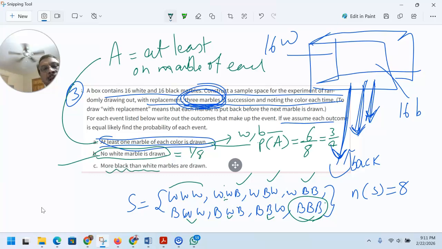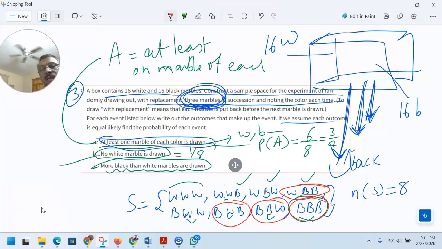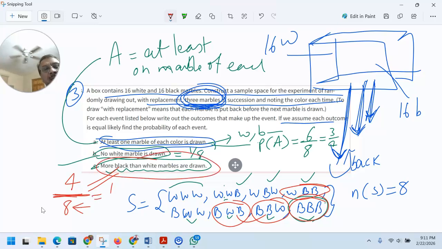Next one is more black than white. So you're looking for more black, which basically means 2 blacks and 1 white. So 2 black and 1 white, and these are all 4. So there are 4 of them. So this probability is out of 8, that's the sample space. We have 4, which describes this. So your answer becomes half.